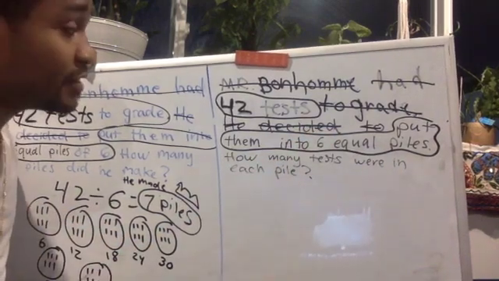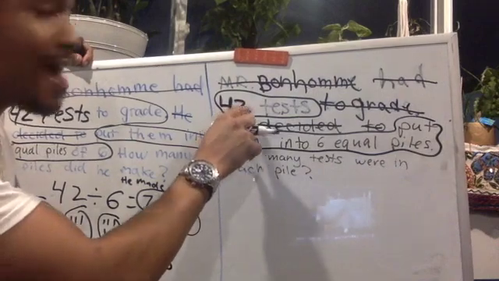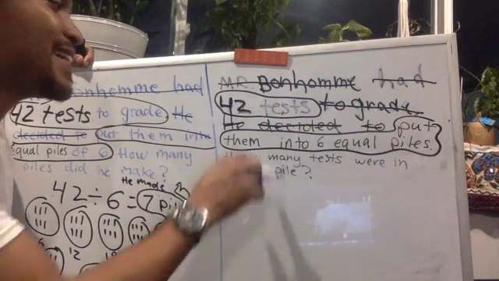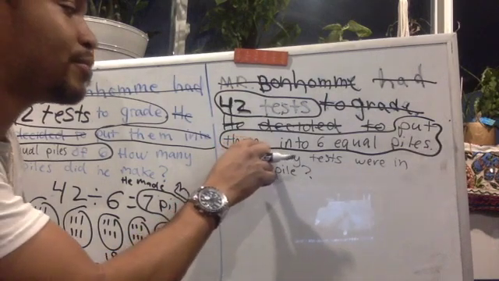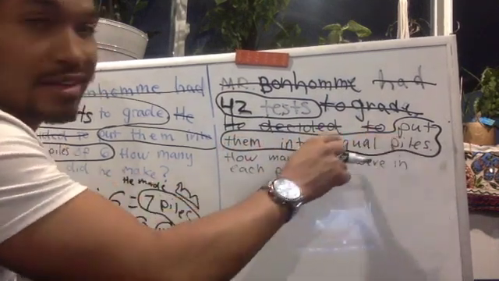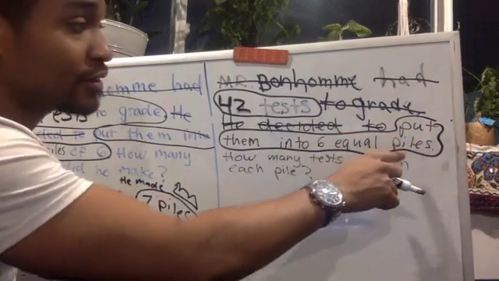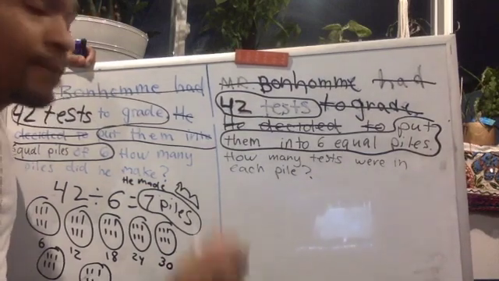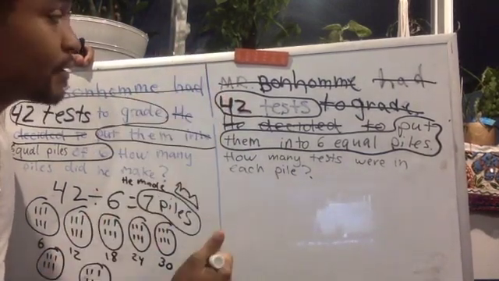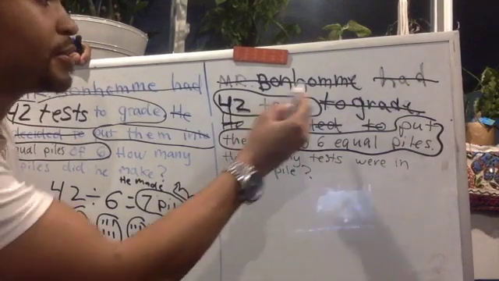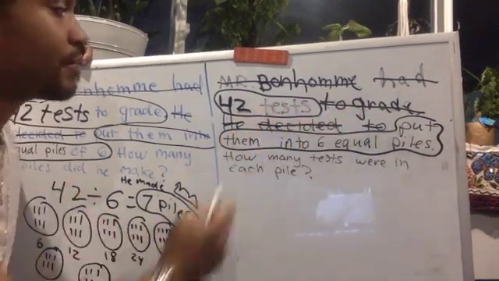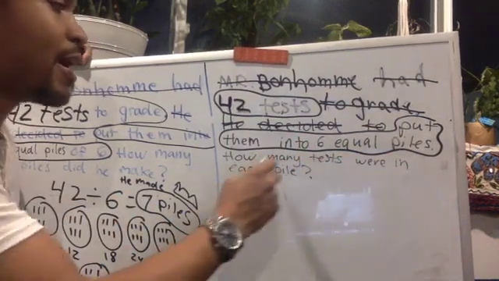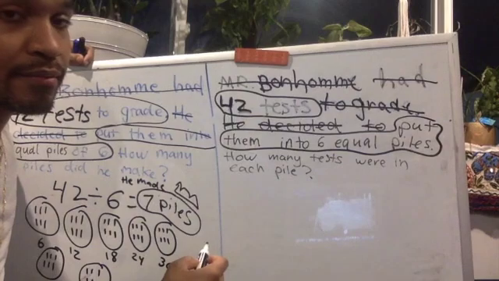Now, this is helping me out. I have a sense that this is the total, and since Mr. Bonhomme put these into 6 equal piles, this is going to be my groups. The piles are going to represent the groups. Let me read this for the third time, just to make sure. Mr. Bonhomme had 42 tests to grade. He decided to put them into 6 equal piles. How many tests were in each pile?